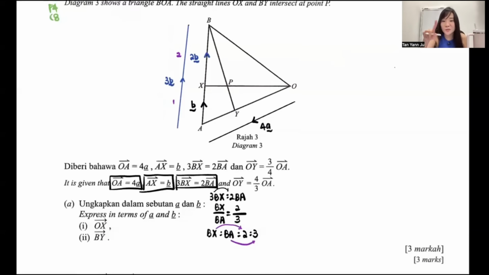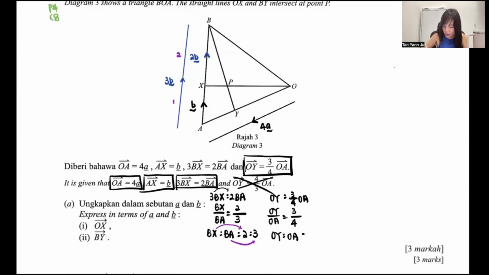My dear, these questions, I don't know why they typed wrongly, but the correct one is the top one. 3 over 4 is the correct one, not 4 over 3. Okay, so sorry for the mistake. So now this one, OY equals 3 over 4 OA. Again, make it a fraction. So OY over OA equals 3 over 4. So OY to OA ratio is 3 to 4.